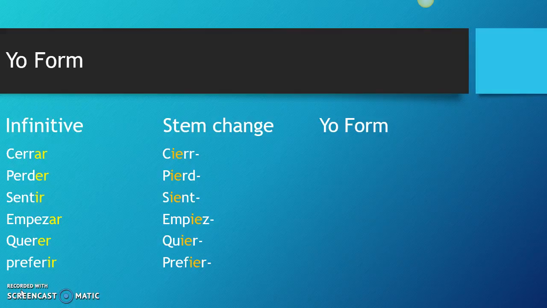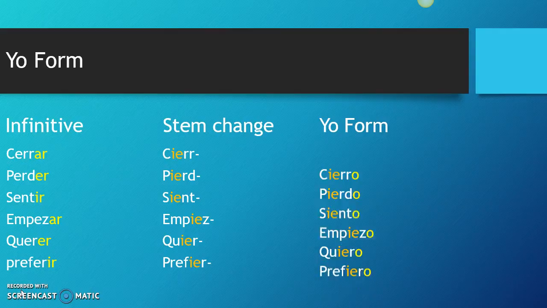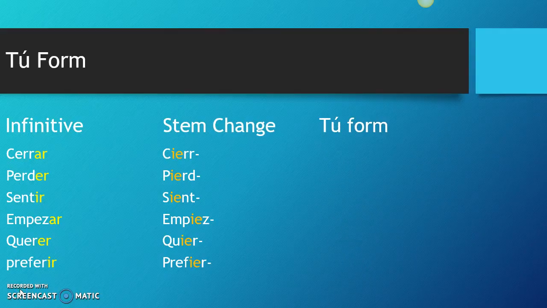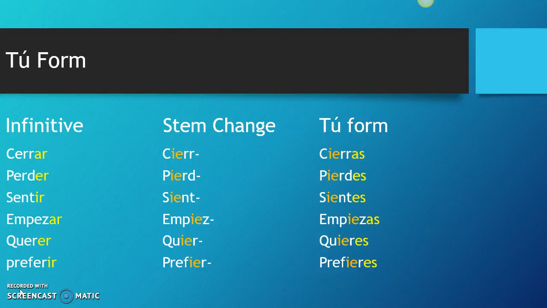Now that we have changed the E in our verb stem to IE, we will finish by conjugating the verb. First, let's add the yo form ending to all of our verbs to see how they look. Cierro, pierdo, siento, empiezo, quiero, prefiero. Here are our tú form endings. Let's see how they look. We have cierras, pierdes, sientes, empiezas, quieres, and prefieres.